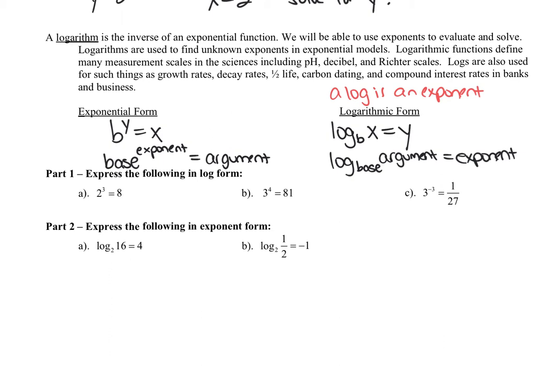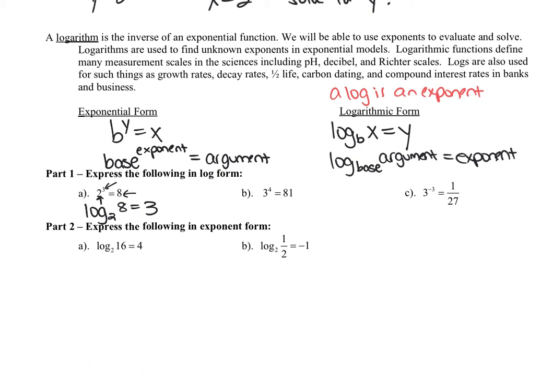So in part A, we have 2 to the third is equal to x. Keeping in mind again, this is called my base, this is called my exponent, and this is called my argument. So looking to the right, I want to write log, a little subscript with whatever the base is, so that is base 2, of my argument is 8, is equal to the exponent. That would be read as log base 2 of 8 is equal to 3.